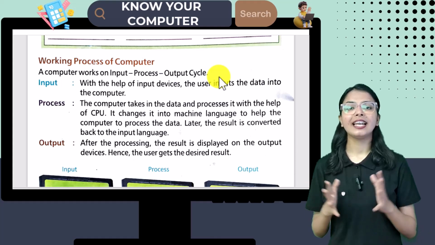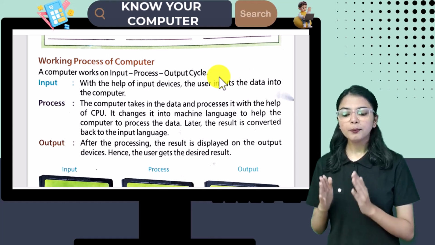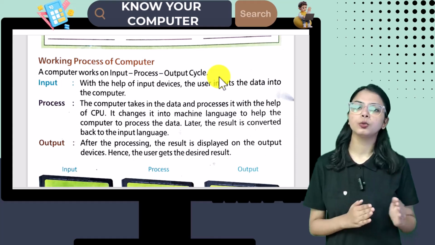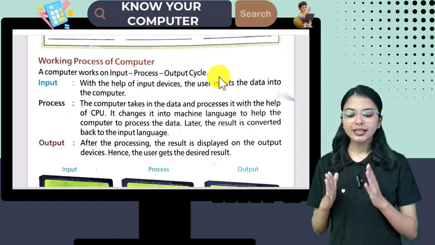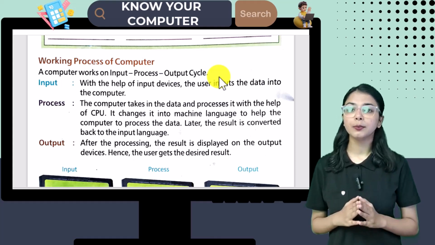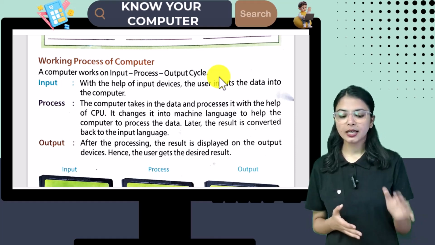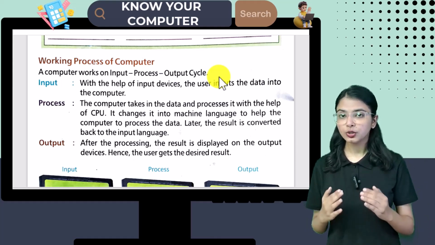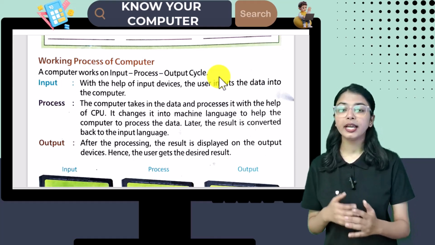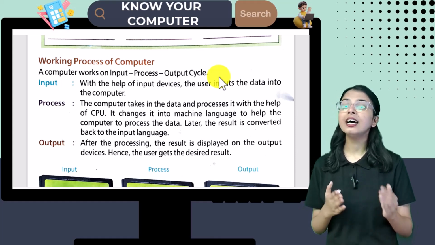Okay students, next is, so these are the characteristics of the computer. Next is the working process of computers. So a computer works on the input, process and output cycle. Okay, so input, with the help of input devices, the user inputs the data into the computer. Okay, input devices की मदद से, जो user कौन है? मैं हूँ. So me as a user can give the input, give the data into the computer. Okay students, as an input.